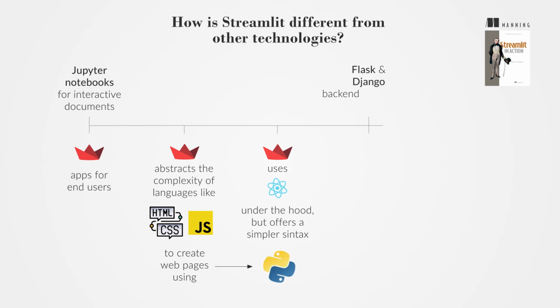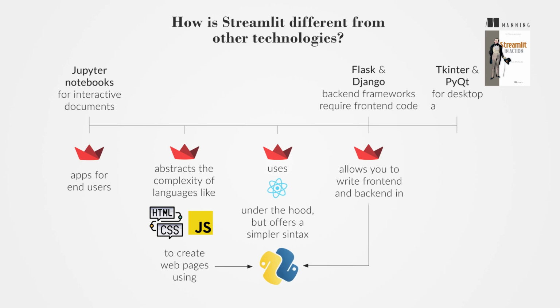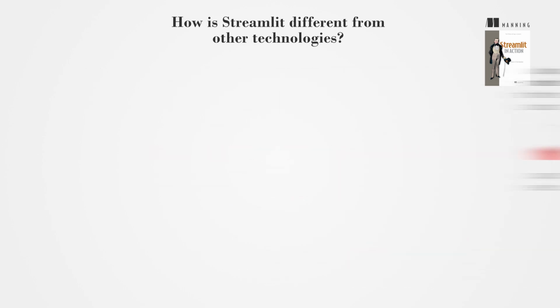Flask and Django are backend frameworks requiring front-end code, while Streamlit allows you to write both front-end and back-end in Python. Tkinter and PyQt are for desktop applications, whereas Streamlit is for web applications.